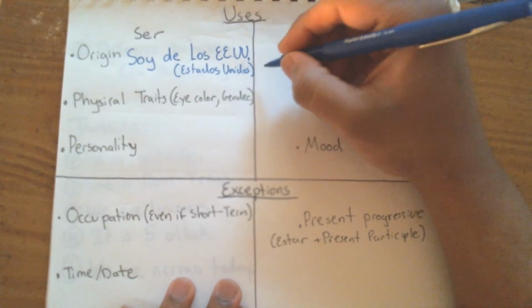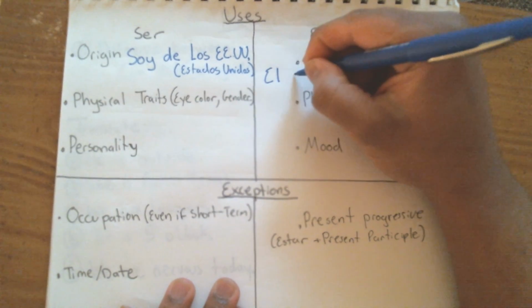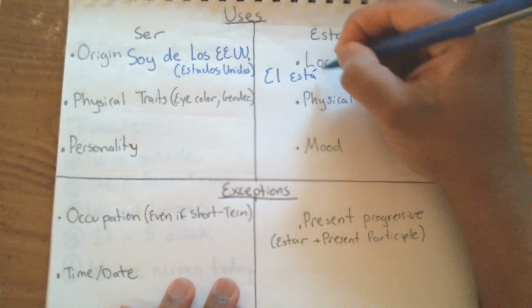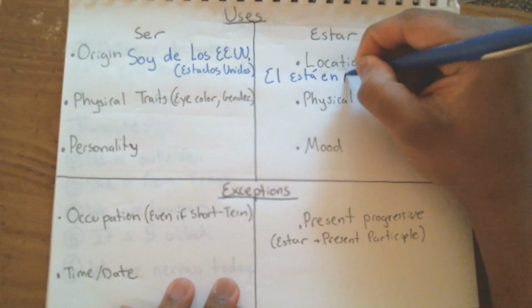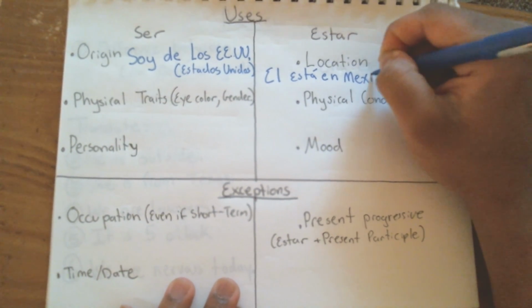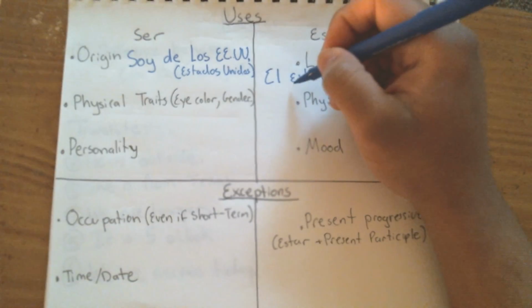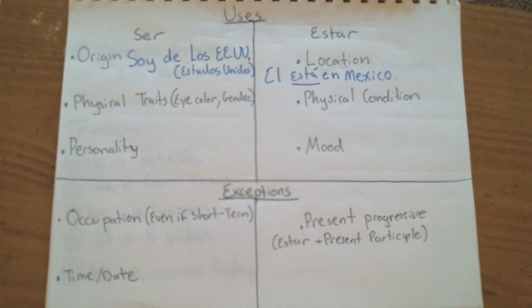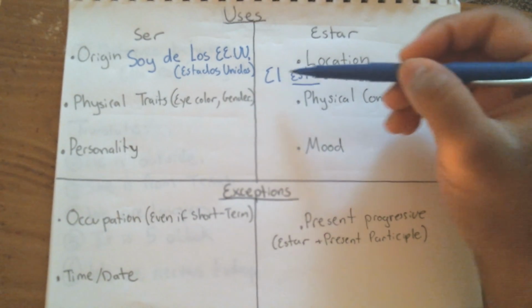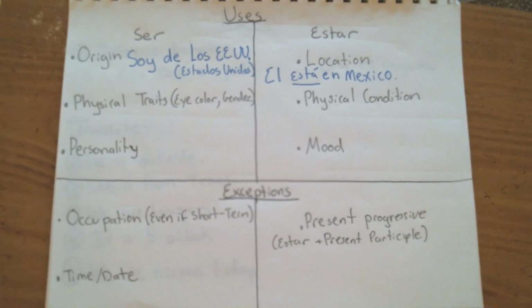You could say, for example, "Él está en México," okay? Él está en México. Notice how you're using estar here because it's temporary. You're saying he is in Mexico. The idea behind this is that you're saying that he is in Mexico right now.